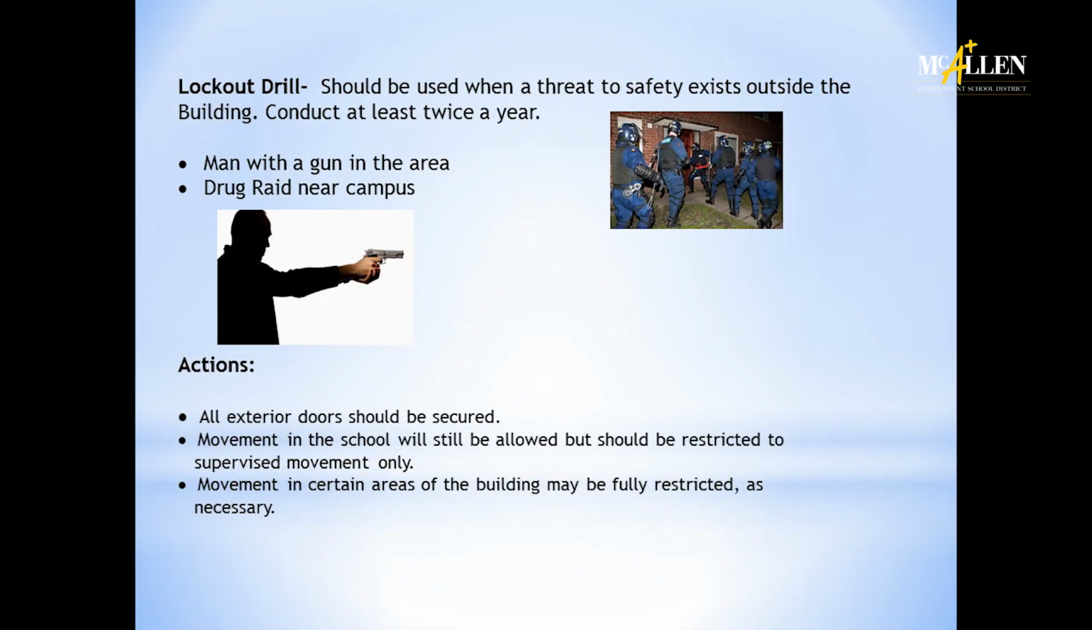Lockout drill should be used when a threat to safety exists outside the building. It should be conducted at least twice a year. Examples: man with a gun in the area, drug raid near campus. What actions should you take? All exterior doors should be secured. Movement in the school will still be allowed, but should be restricted to supervised movement only. Movement in certain areas of the building may be fully restricted as necessary.